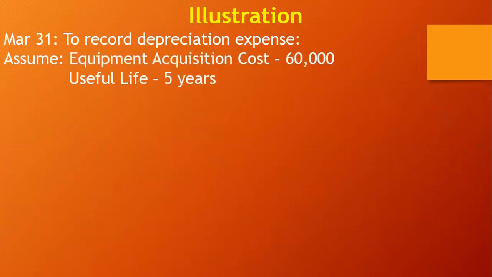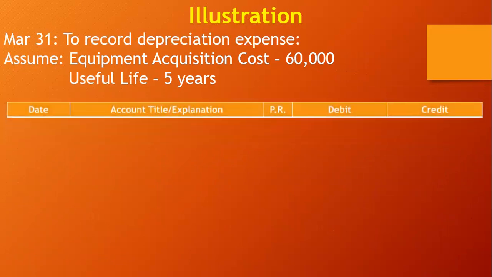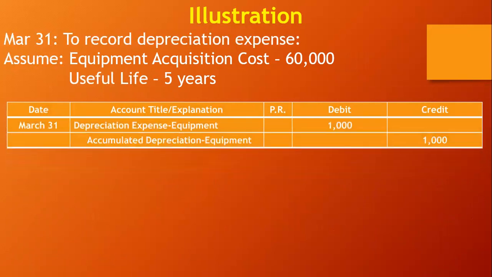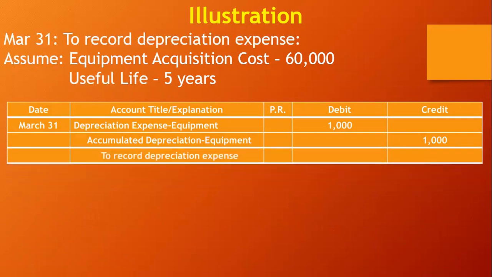Okay, another illustration. Assume again, no? Equipment acquisition cost is 60,000 and then useful life is 5 years. So, paano natin siya i-record? So, March 31, depreciation expense equipment, 1,000. Accumulated depreciation equipment, 1,000. Okay? To record depreciation expense. Okay, asset cost, sabi ay 60,000. And then, yung salvage value niya, walang nabanggit. So, meaning, wala siyang salvage value.